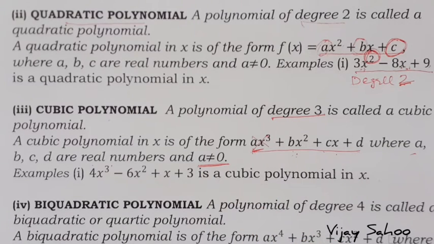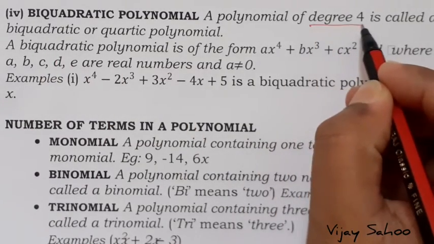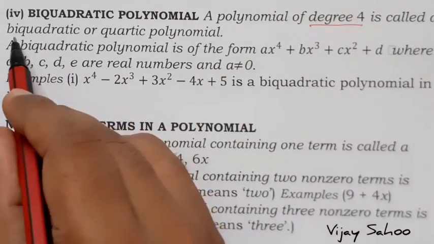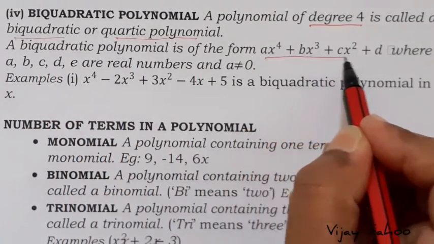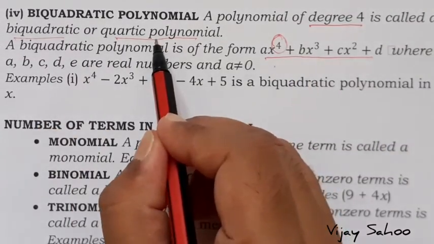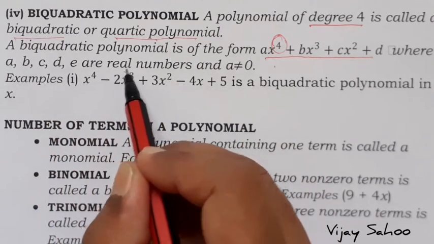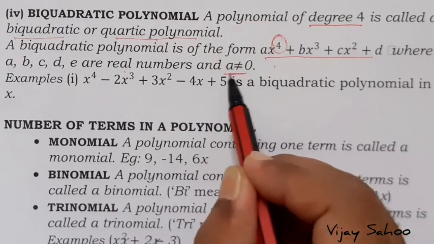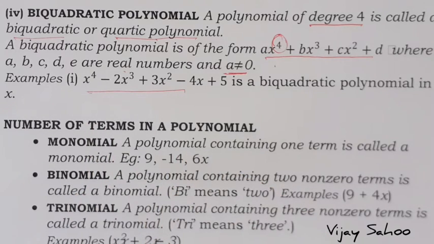Now the fourth one, that is biquadratic polynomial. Biquadratic means what? Here again a degree of 4. Then it is said to be a biquadratic or quartic polynomial. So whenever the highest power of the equation is 4, then we will say that it is a biquadratic or quartic polynomial. Again there will be the same case: A, B, C, D all will be real numbers and A will not be equal to 0. Again an example is given here. Just look at that. You could easily identify that the highest power of the equation is 4.